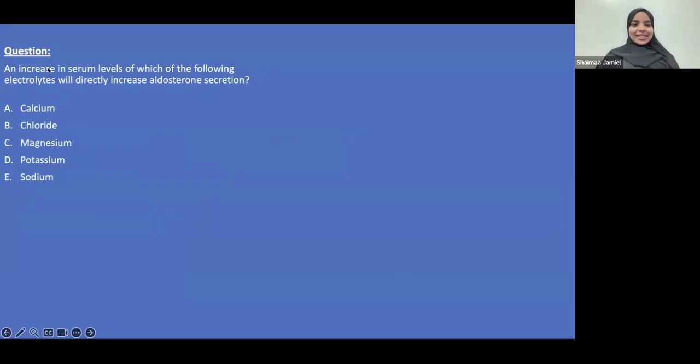So the first question is, an increase in serum levels of which of the following electrolytes will increase aldosterone secretion?